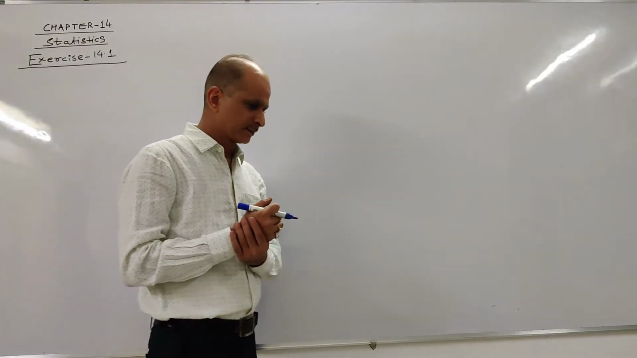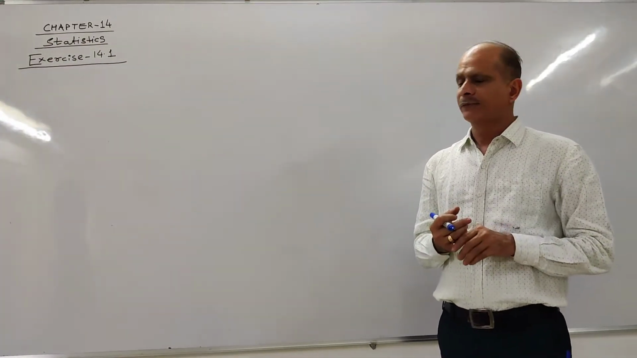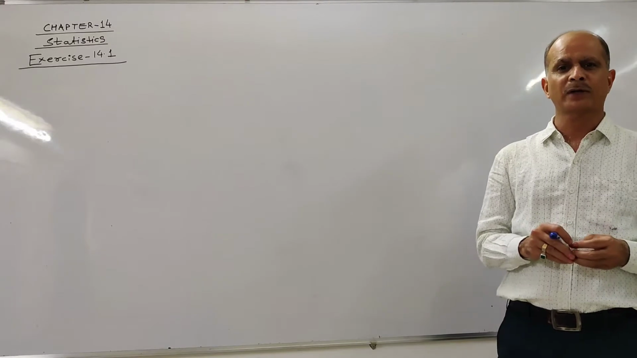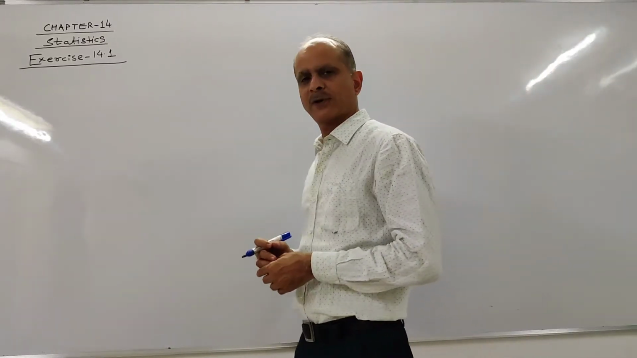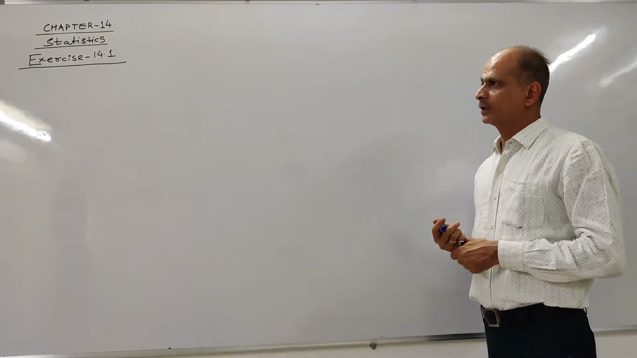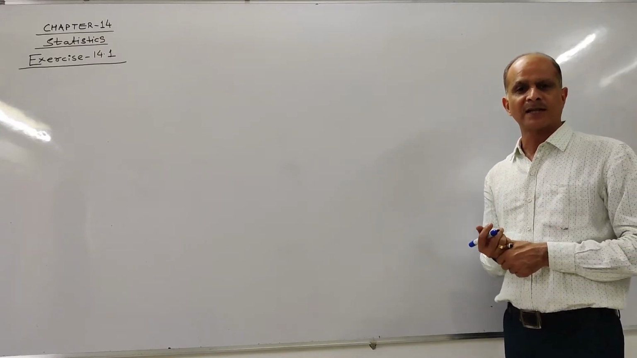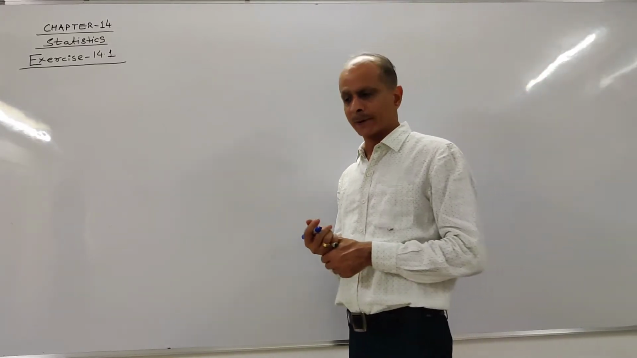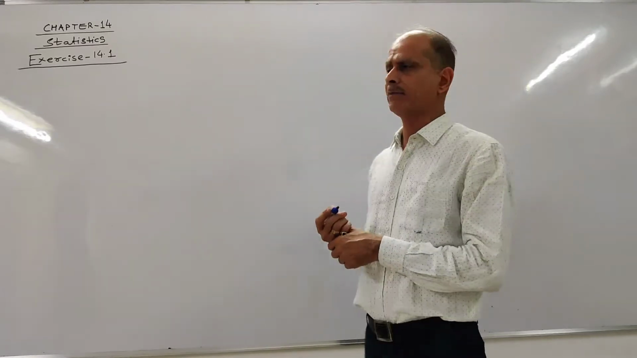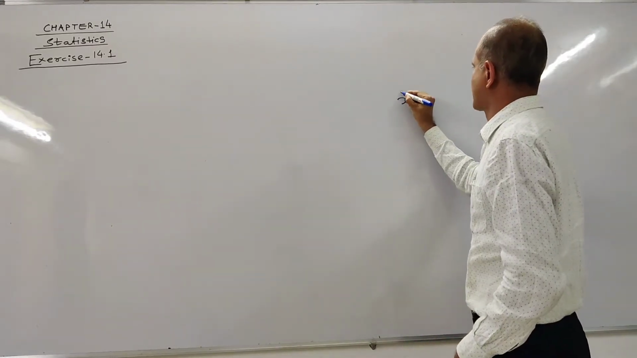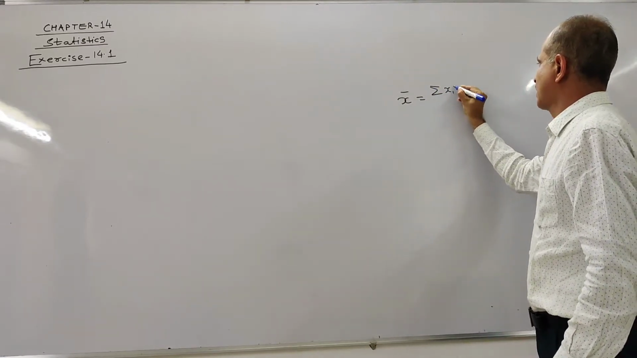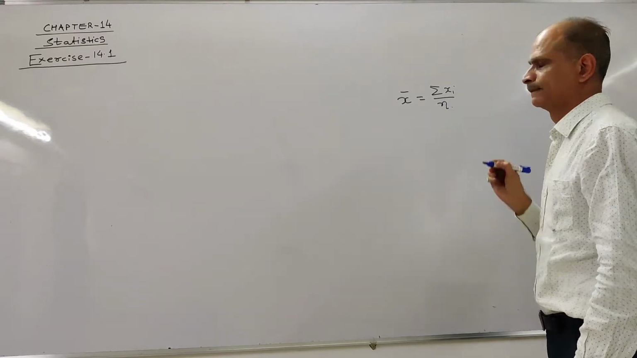Hello friends, last time we discussed chapter number 14, exercise 14.1, the first two examples. In the first period, we discussed the main formulae of statistics. You know there are three main concepts in statistics, and that is mean, median and mode. We have discussed formulae for mean. Mean is denoted by x bar. For ungrouped data, the formula is x bar is equal to sigma xi upon n.